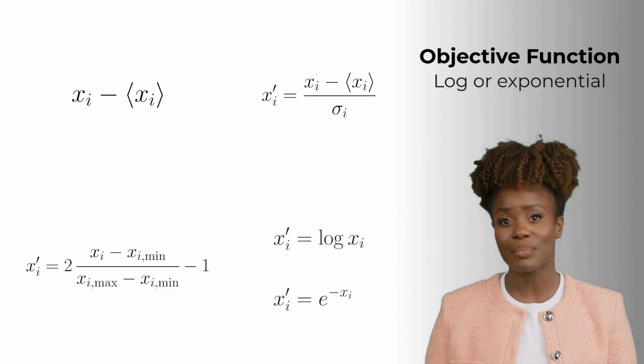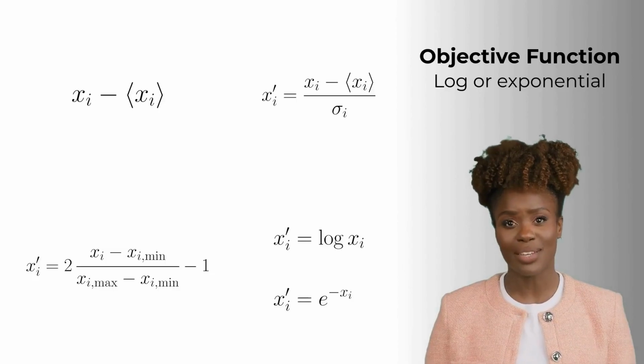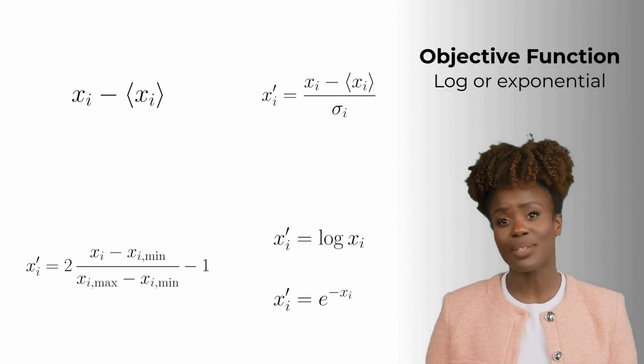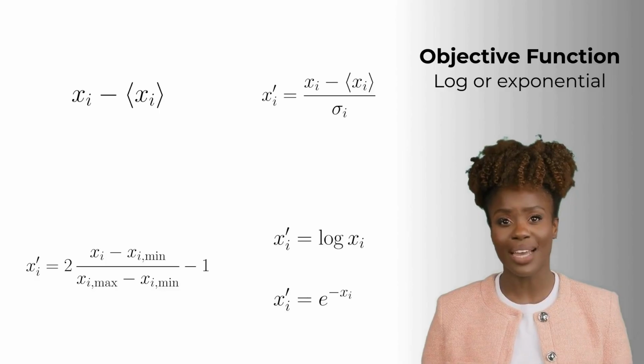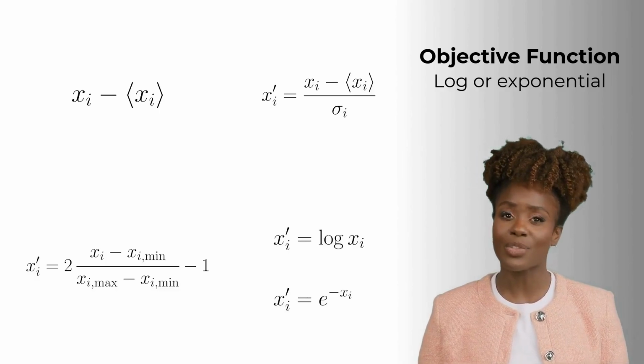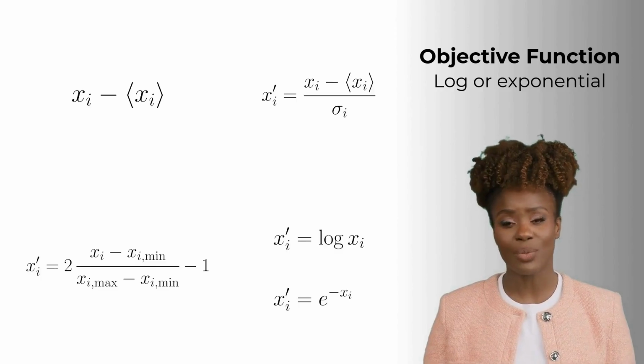When a feature spans many orders of magnitude, we tame it with the logarithm, as shown in the first line. Or if small values matter most, we use the exponential decay in the second line. Both tricks spread information more evenly across the number line.